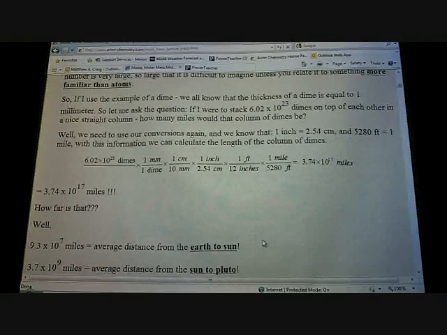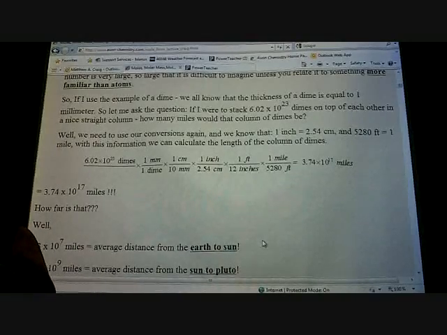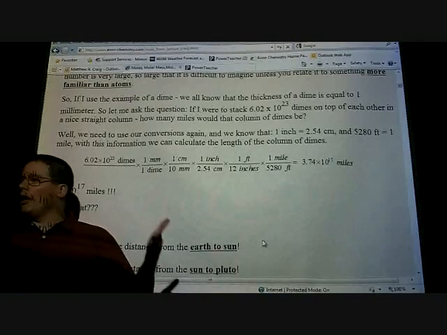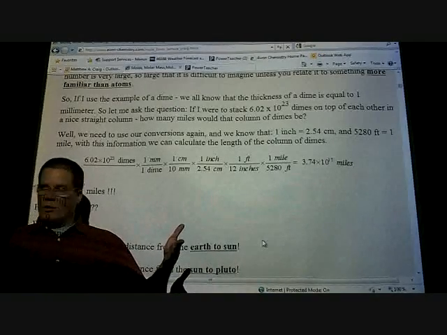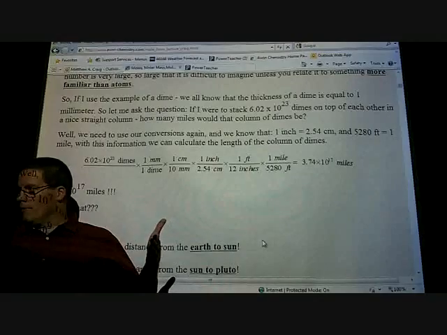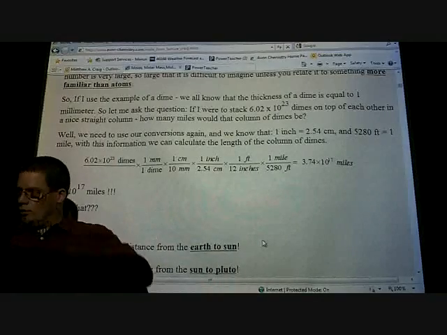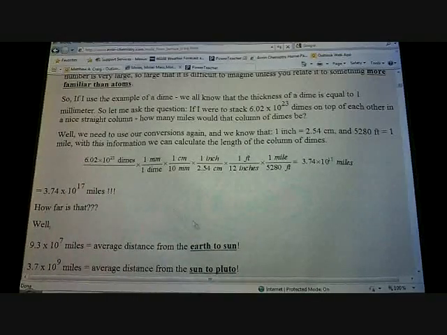93 million miles. Are we about halfway there? No. 3.7 times 10 to the 9 is the average distance from the Sun to that rock which used to be called a planet, Pluto. Now remember, we're not even looking at all those dimes yet.